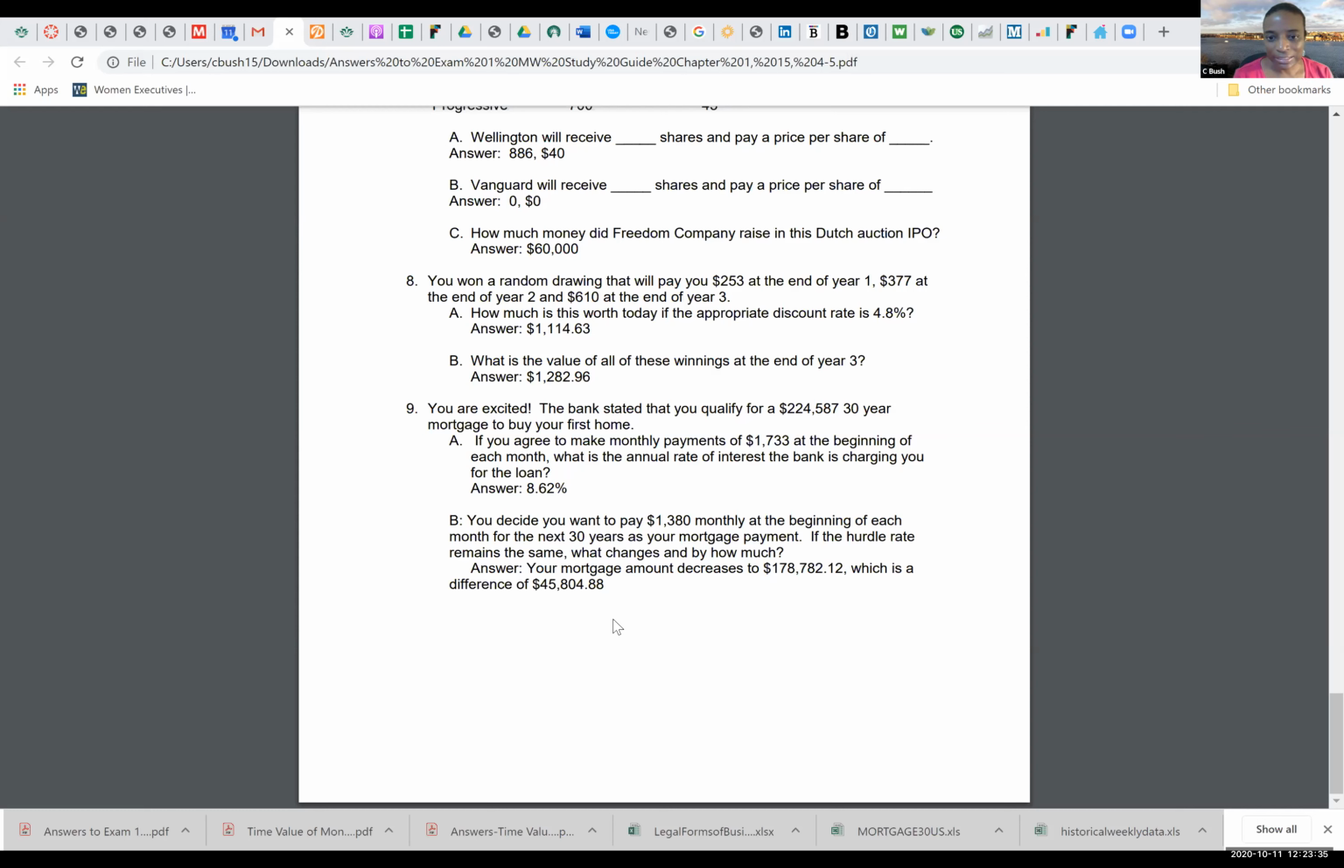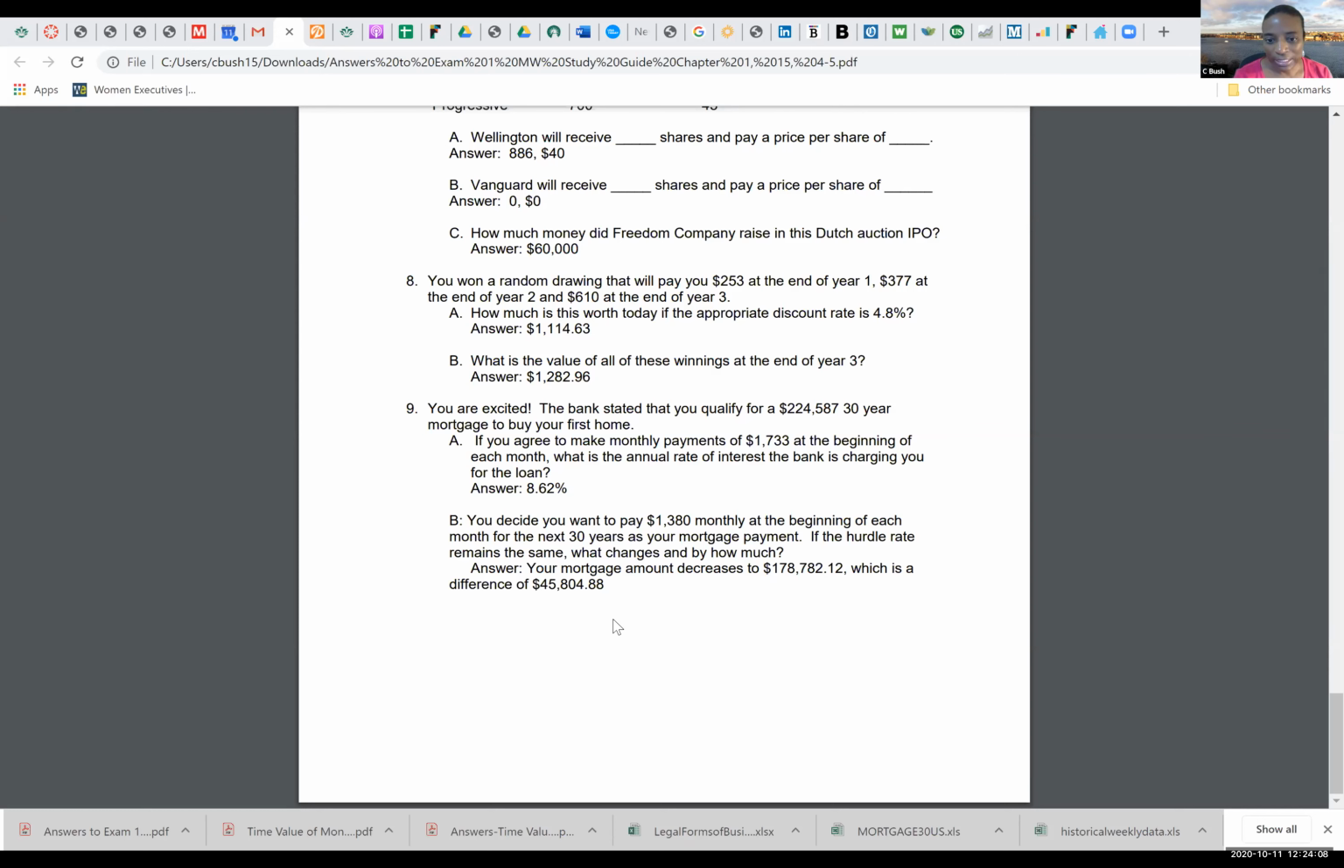And it says, instead of paying $1,733 at the beginning of each month, you want to pay $1,380 at the beginning of each month. So I'm going to leave everything in my calculator the same. I'm scrolling to my payment and I'm putting in negative 1,380 for the payment. If you have the BA II Plus, you can do the same thing, just leave everything the same and just enter the different payment amount, making sure that it is negative.